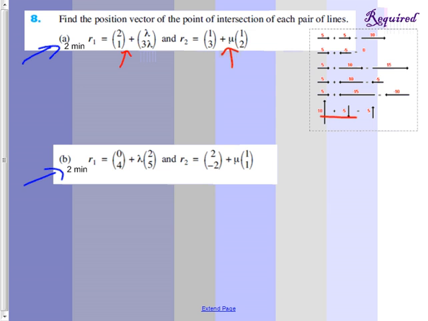What's time in A? Look at it. What's the timepiece, timekeeper in A? Lambda. What's the timekeeper for R2, the second one? Mu. So if we find that R comes out to like 2 and mu comes out to like 3, then we can figure out, all right, they may cross the same spot, but they're crossing it at different times.